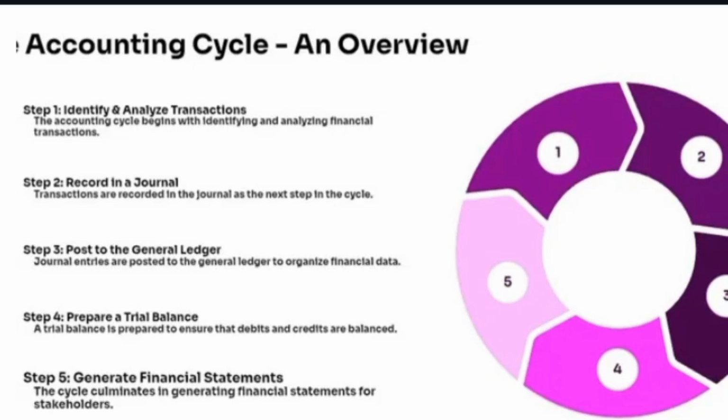Here is the accounting cycle. The first step is we identify and analyze the transaction. The second one is we record this transaction in the journal. Step 3 is we post them into the general ledger. Step 4 is prepare the trial balance. Step 5 is generate financial statements.